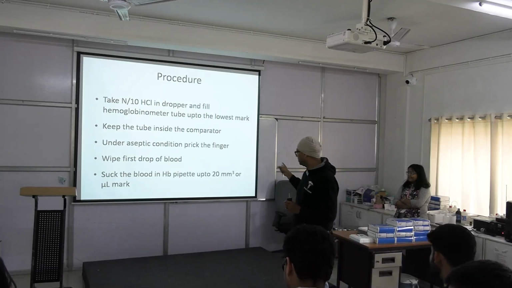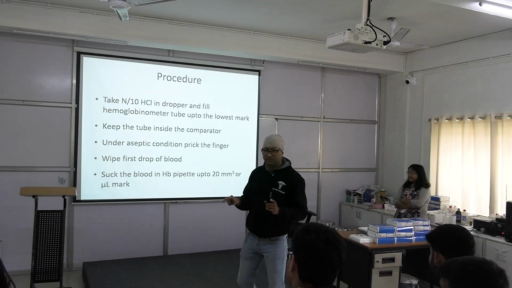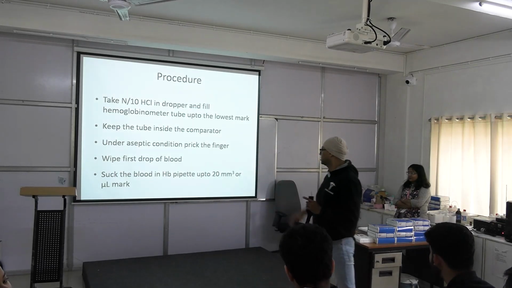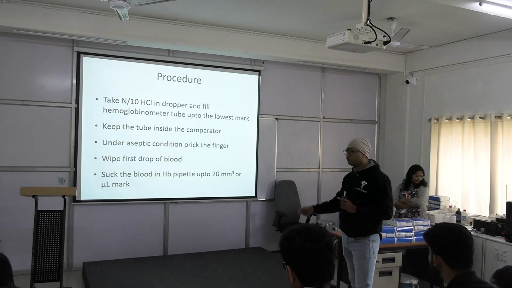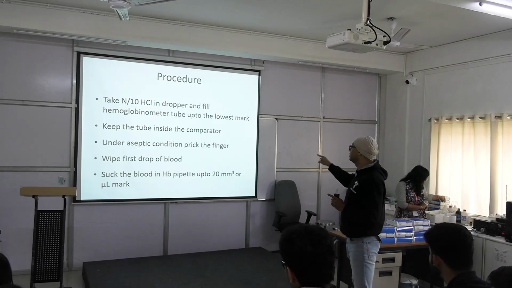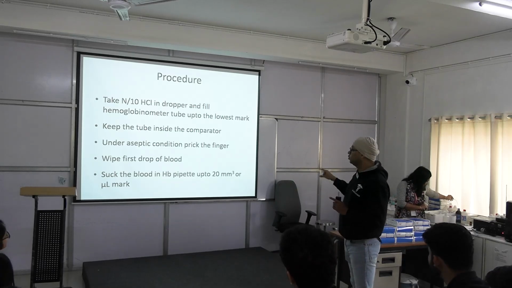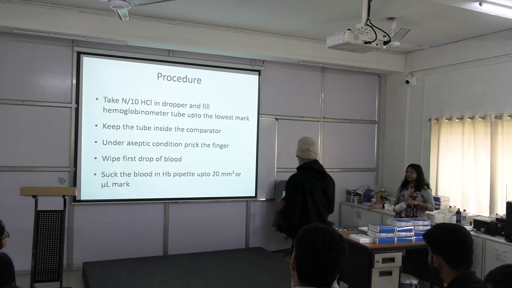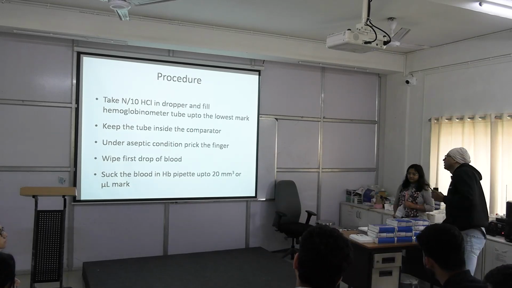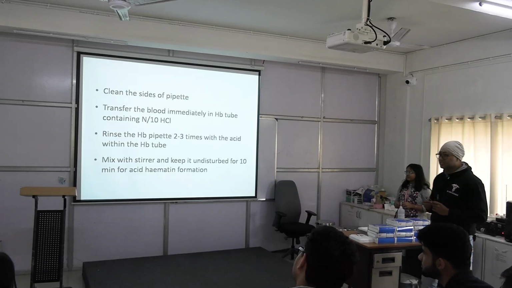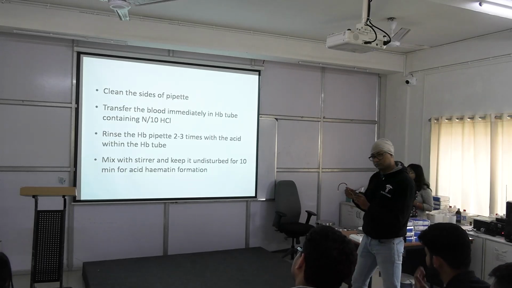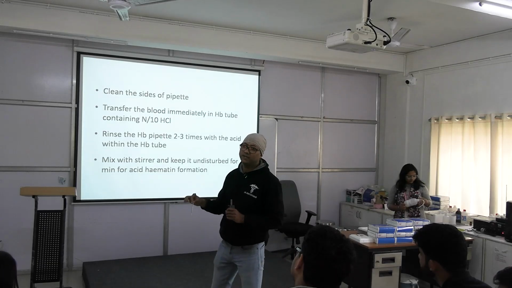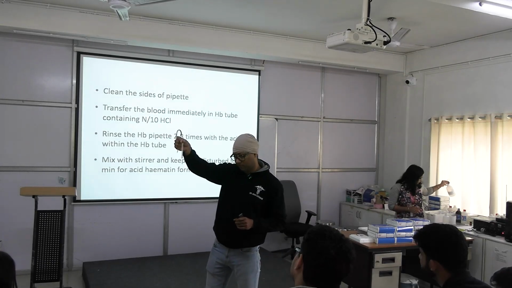Under aseptic condition, prick your finger. Here you don't need to prick the finger because the blood sample will be provided. Now wipe the first drop of blood because it contains tissue fluid. Suck the blood in the hemoglobinometer pipette up to 20 microliter. Then clean the sides of the pipette and transfer the blood immediately into N/10 HCl, which is kept over here.